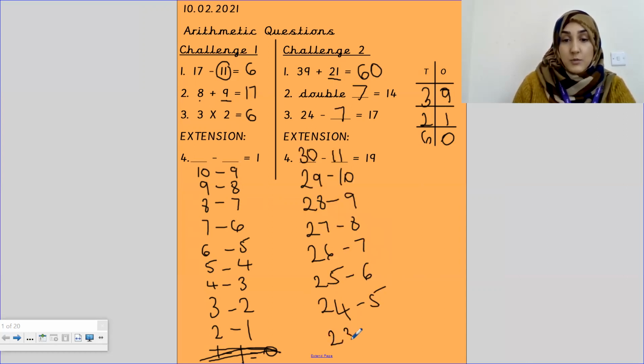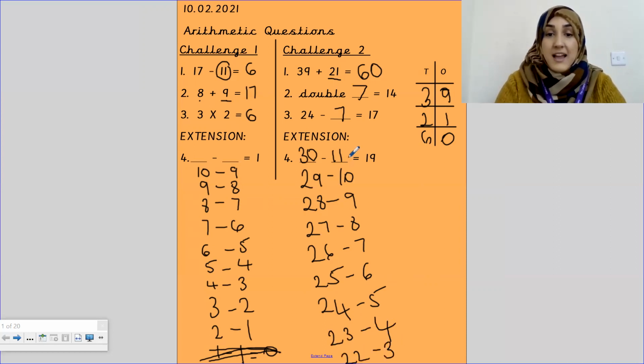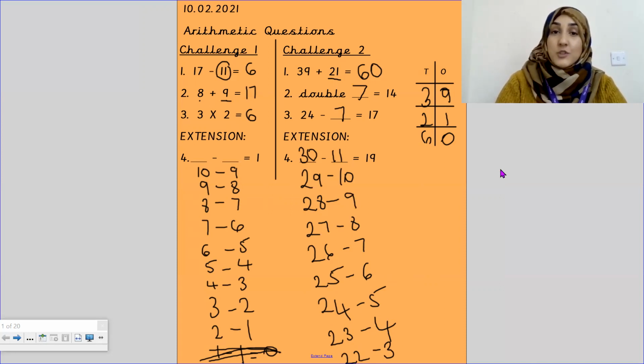Oh, I'm running out of space. 23 take away 4. I'll do one more. 22 take away 3. There you go. And you can see that pattern. Okay, Morris, we have spent long enough on arithmetic. Now, let's dive straight into today's maths lesson.